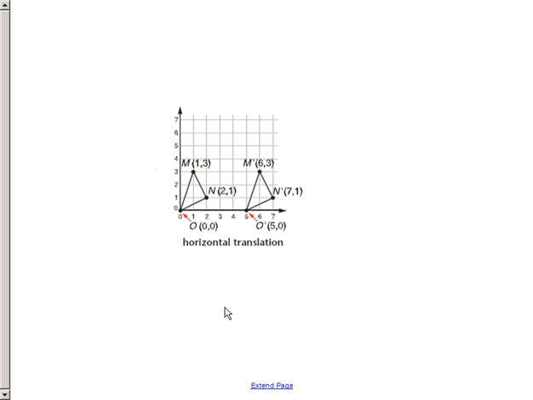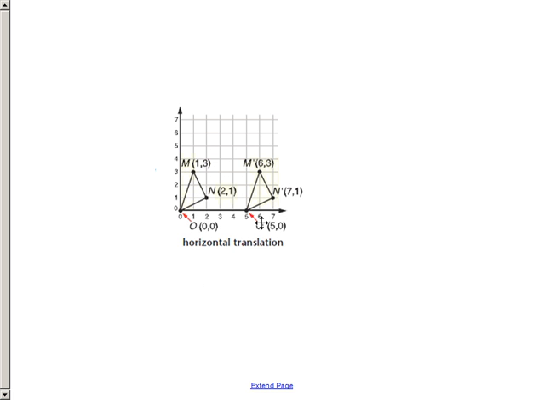And this is an example of a translation, and the translation slides our figure, and it can slide it to the right, it could slide it up, could slide it down if we had a 4-quadrant grid. And you'll notice in a translation, these are shapes that are labeled. So this is called MNO.